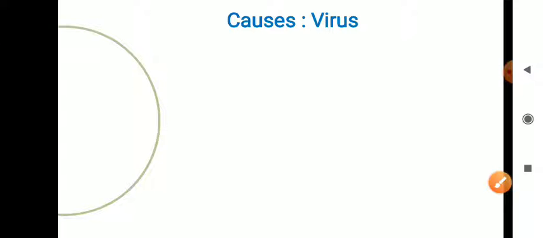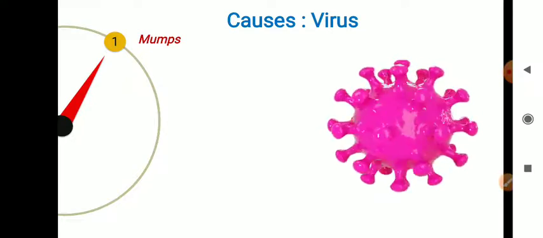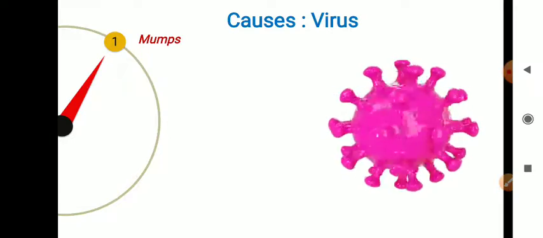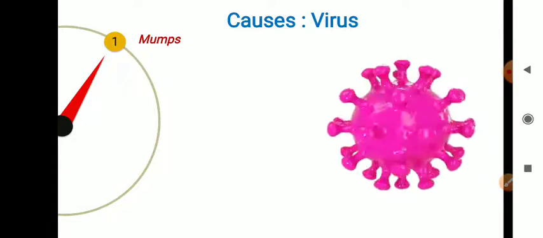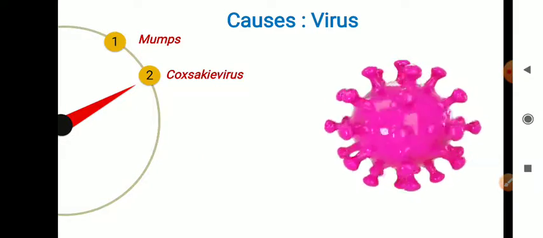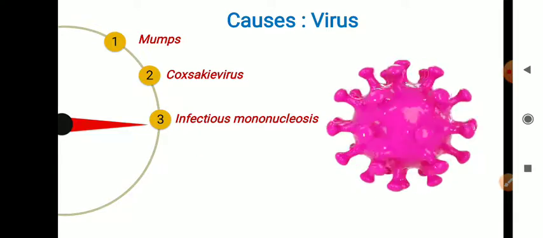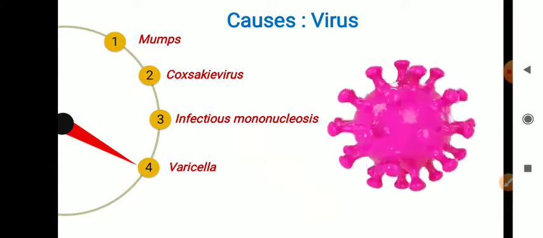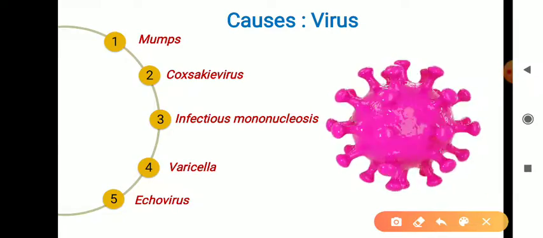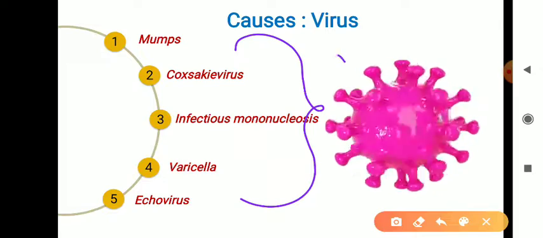Next causative agent is virus. There are many viruses that cause orchitis. First one is mumps, second one is Coxsackie virus, third one is infectious mononucleosis, fourth one is varicella, fifth one is echovirus. These are all viruses responsible for causing orchitis.